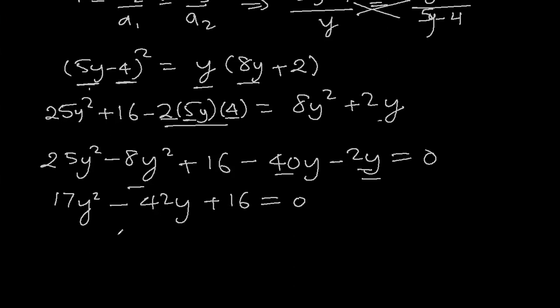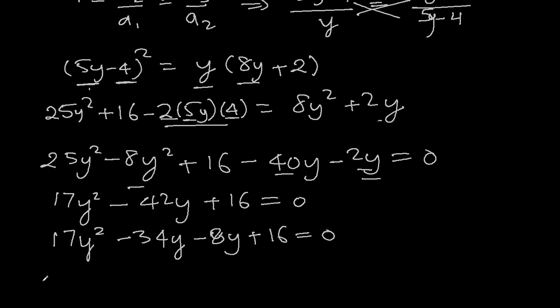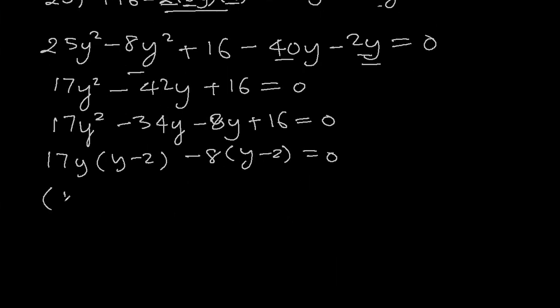And now you can use your calculator to find the two possible values of y. However, I will use the factoring method. I know some mental ways of doing this. You don't have to worry, you can use your calculator which has the capability of doing this. So I will just perform this factoring. So 17y(y minus 2) minus 8(y minus 2) equal to 0. So two factors I get: 17y minus 8 and y minus 2 equal to 0.